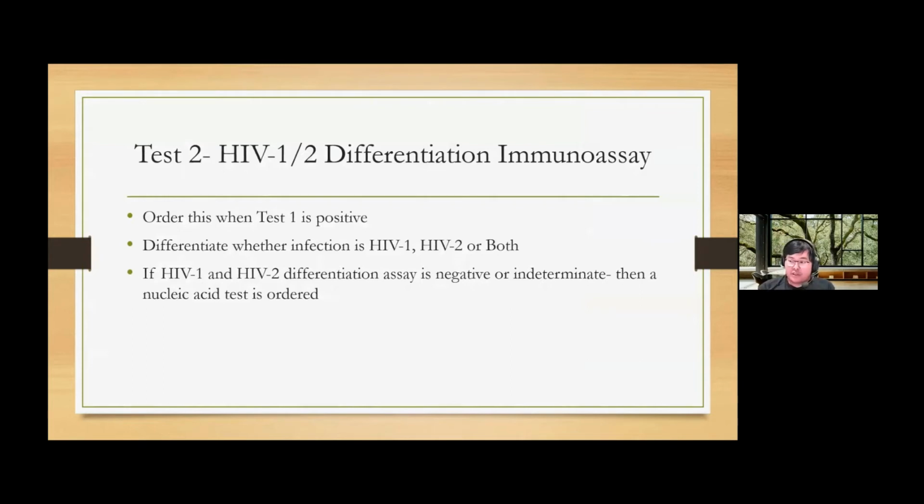And we'd order this when the first test is positive, and we want to differentiate whether the infection is HIV-1, HIV-2, or potentially both. And if the HIV-1 and HIV-2 differentiation assay is negative or indeterminate, then we would move on to the nucleic acid test.